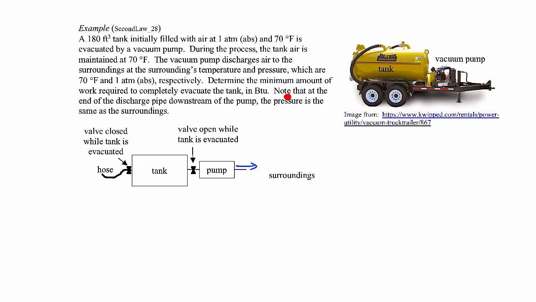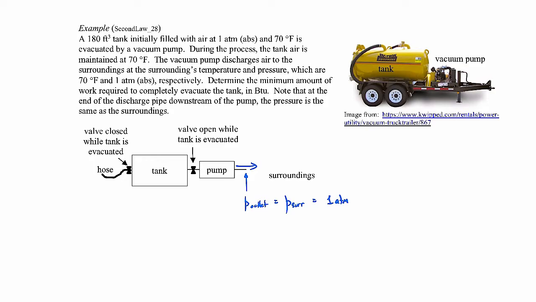There's one other bit of information here, and that is, note that at the end of the discharge pipe downstream of the pump, so what we're talking about is this location right here, right at the end of the pump, the pressure is the same as the surroundings. So the pressure at the outlet is going to be the same as the pressure in the surroundings, which will be, in this case, 1 atmosphere. That's something that you'll learn about in a fluid mechanics course like ME309, but here it's just given. Okay, so that we know that the outlet pressure is the same as the surroundings.